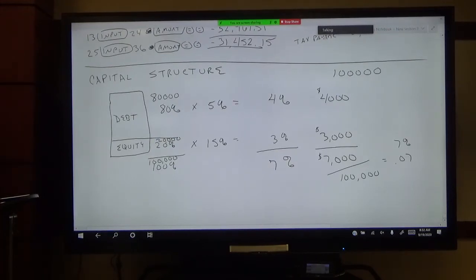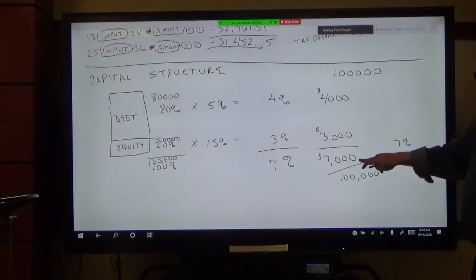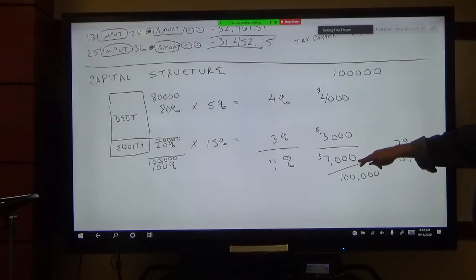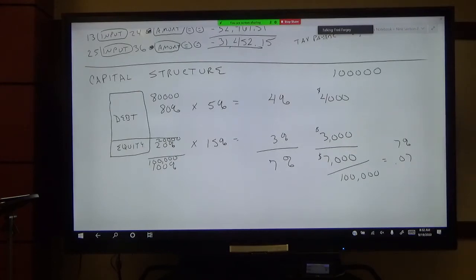Can you repeat that? It needs to generate $7,000 to justify? Well, yeah. If you generate anything less than $7,000, what that's going to mean is your equity people aren't going to get paid. Because you're going to pay your debt first, then you're going to pay whatever's left over, in essence, to your equity players.